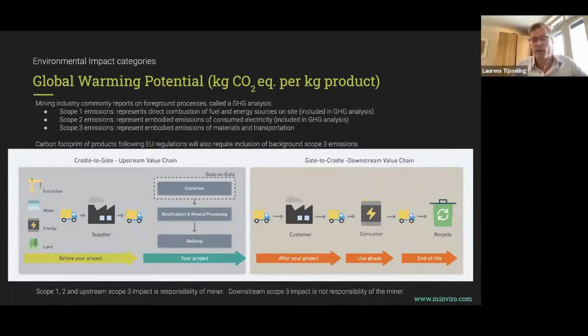And in the same way that we are currently saying that, for example, a Tesla needs to have a low carbon footprint for the batteries, in that way, a mining company should think about the environmental footprint of the reagents that they are using. So the way that we see it, scope 1, 2, and upstream scope 3 impacts are the responsibility of the miner, and the downstream scope 3 impacts are not the responsibility of the miner.